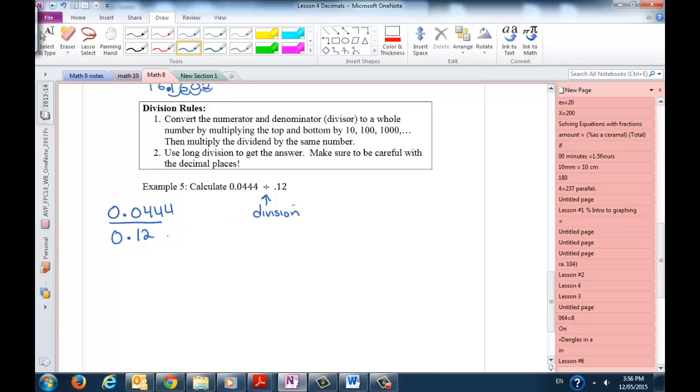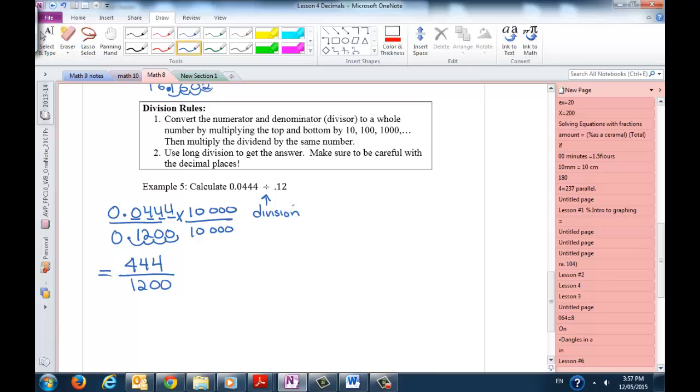Now I want us to use the same rules that we use for common denominators. If I multiply the top and the bottom by a multiple of 10 that has 1, 2, 3, 4 zeros in it, which is 10,000. Of course, if I multiply the top by 10,000, I also have to multiply the bottom by 10,000. And the reason I've done this is so that I can get rid of my decimals. So 0.0444 multiplied by 10,000 is going to be 444. And 0.12 multiplied by 10,000, well, I'm going to be moving this over 1, 2, 3, 4 places. So I'm going to have 1,200.